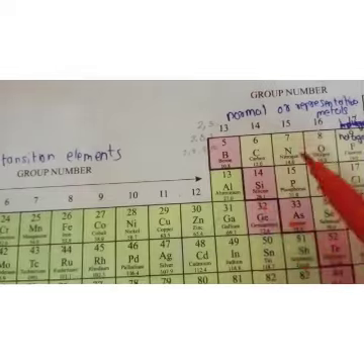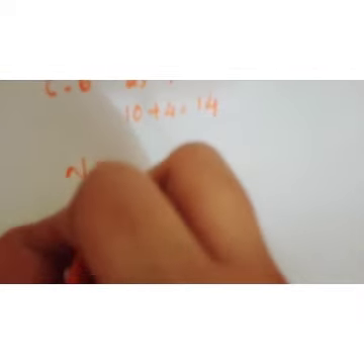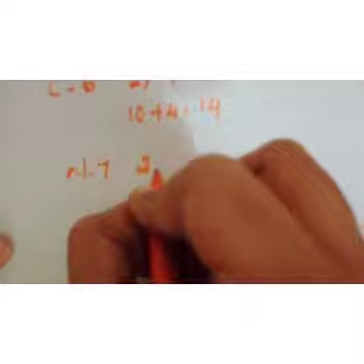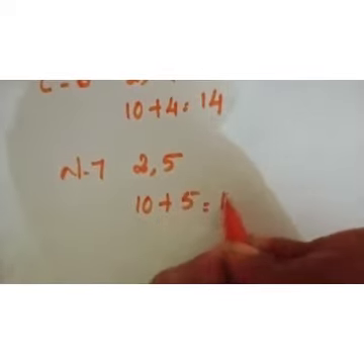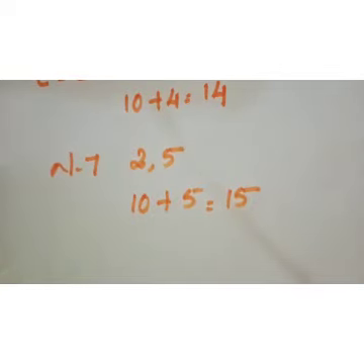Now nitrogen. Nitrogen atomic number is 7. That is 2, 5. So what will be the group number? 10 plus 5 equal to 15. So nitrogen belongs to group 15. Like this we can calculate.